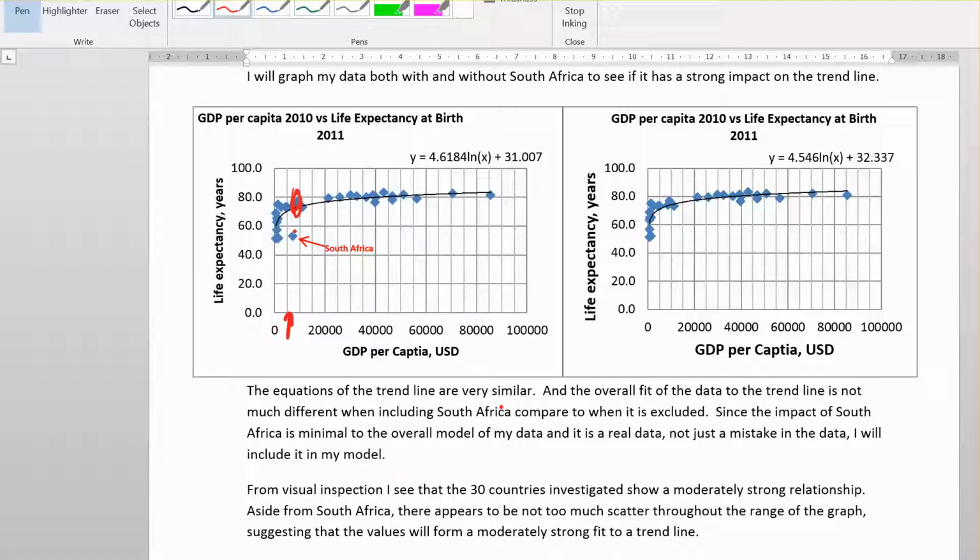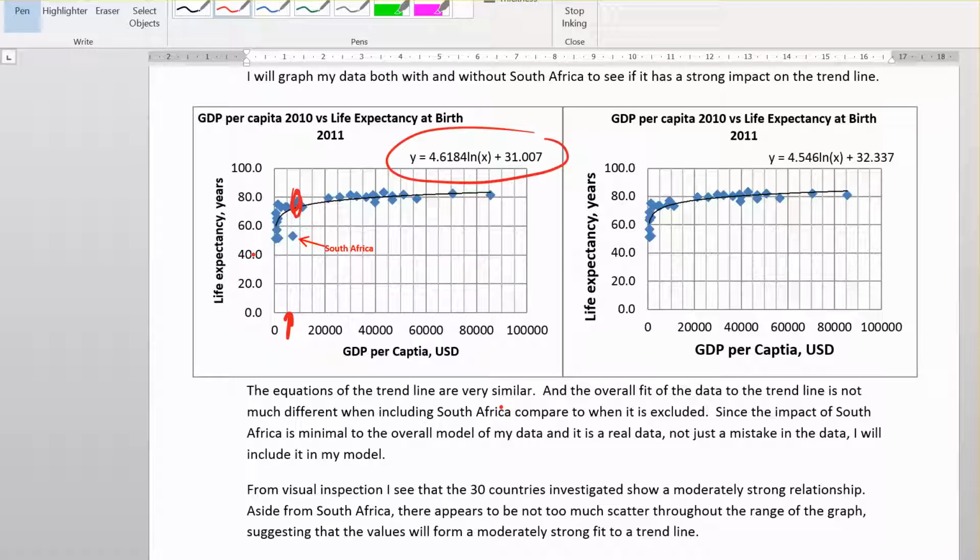So I cannot proceed with my investigation and actually leave South Africa out. I'm going to leave it in my equation. I'm going to use this equation here because it is a real point. It is really valid. But an opportunity for excellence might be to discuss how it might affect your predictions. Without South Africa, how would that change your prediction? What might actually happen for that? What is the influence on it?